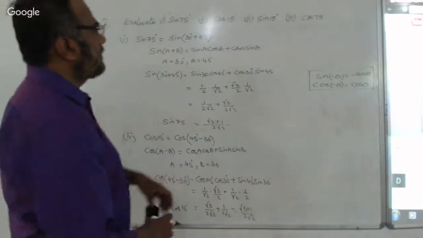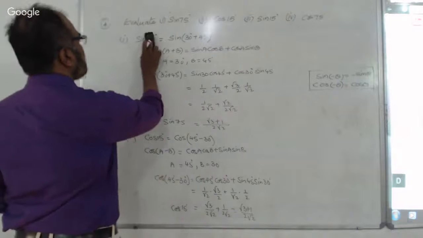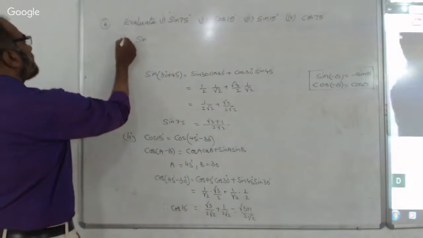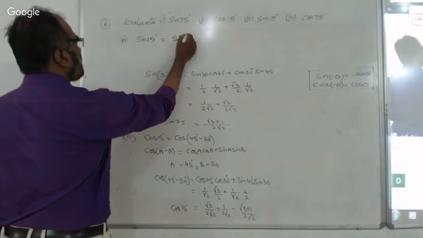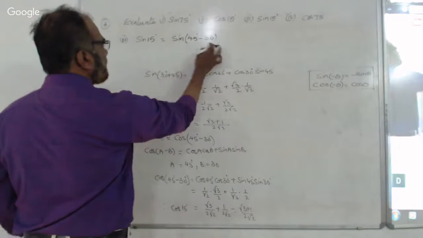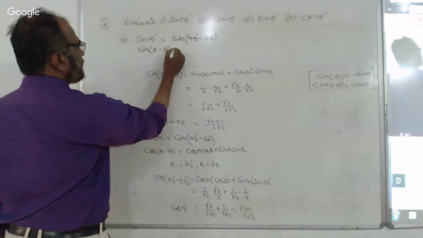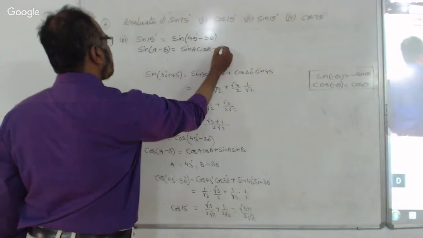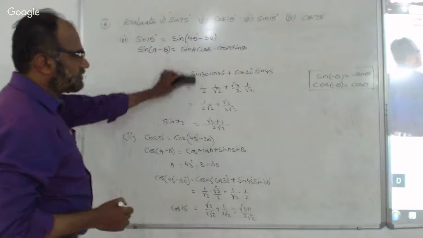Let's find out what is sine 15. Sine 15, that is third division. Sine 15 can be written as sine of 45 minus 30. Now it is sine A minus B form. We have sine of A minus B is equal to sine A cos B minus cos A sine B.